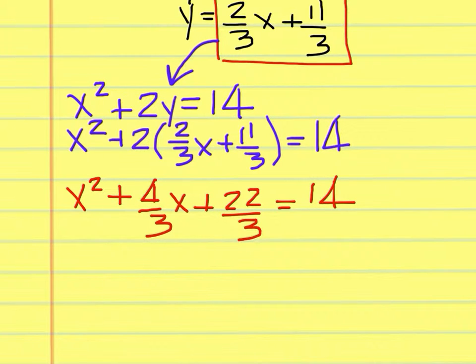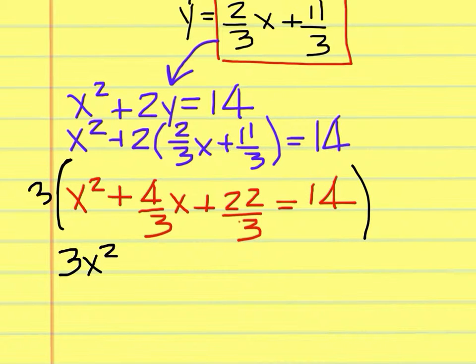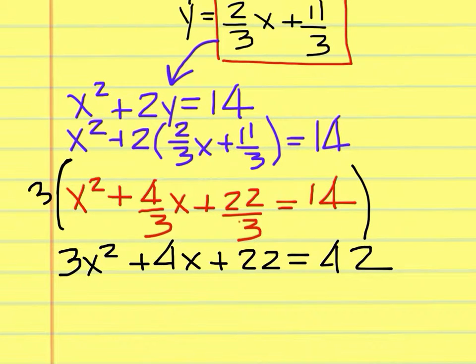There are two different ways you can go now. You can find a common denominator for everything, or you can just eliminate the denominator altogether. If I wanted to eliminate this 3 on the bottom here and here, I could multiply this entire equation by a number that will cancel with 3. If I multiplied this entire thing by 3, I would end up with 3x squared plus 4x plus 22 equals 42. When you multiply this by 3, you get this.